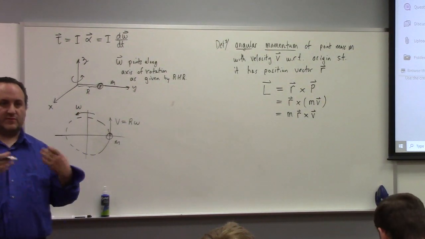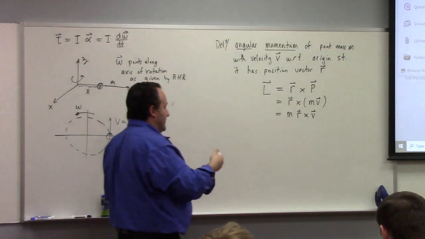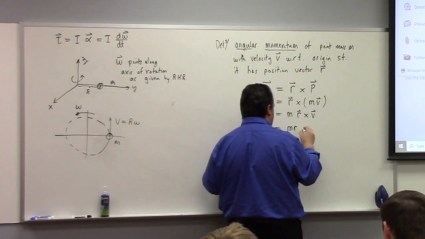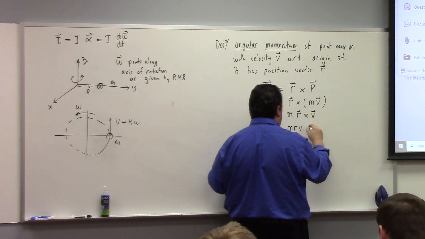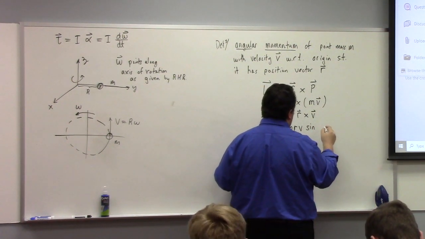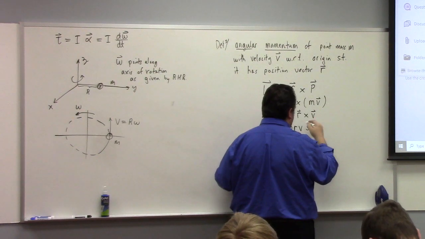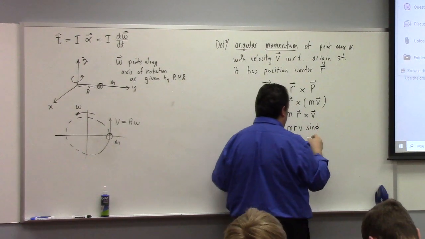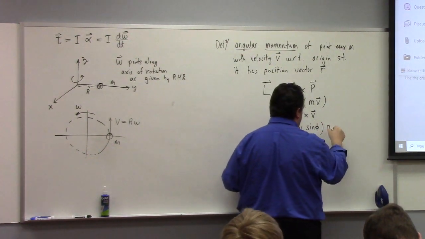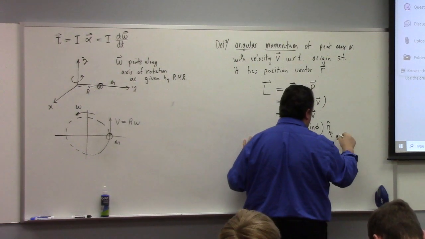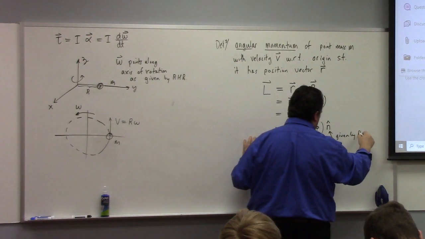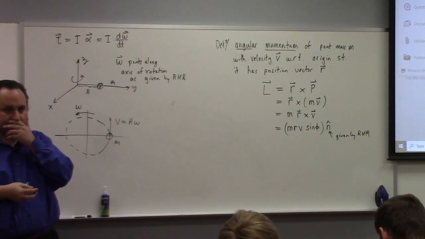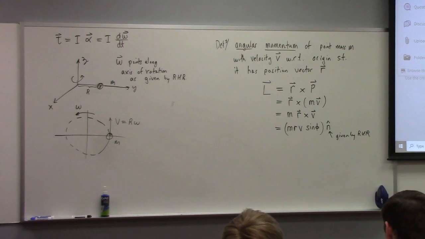So what's the usual formula here? In terms of a unit vector and the right-hand rule, we could write this as m r v times the sine of the angle between the velocity and the position here. So I'll call it phi for lack of imagination, n hat, where this is given by the right-hand rule. Any questions?